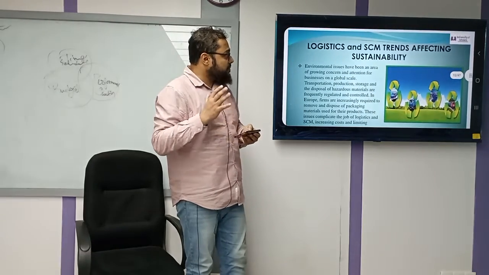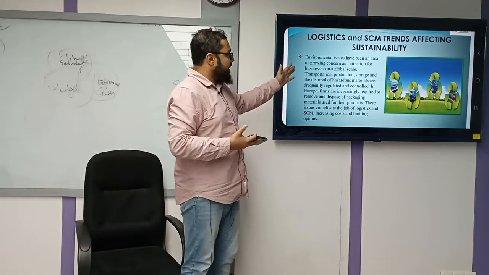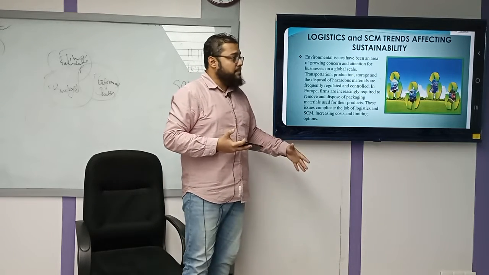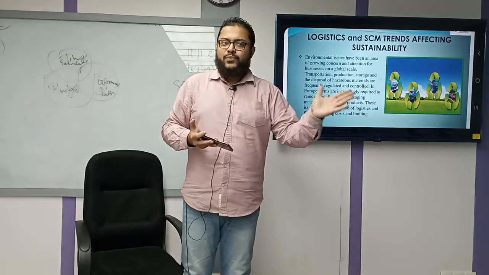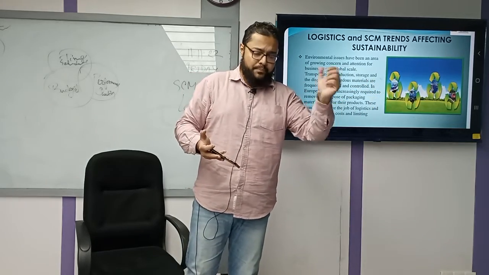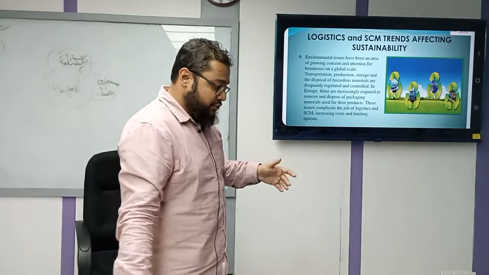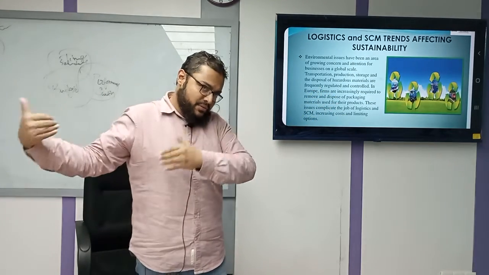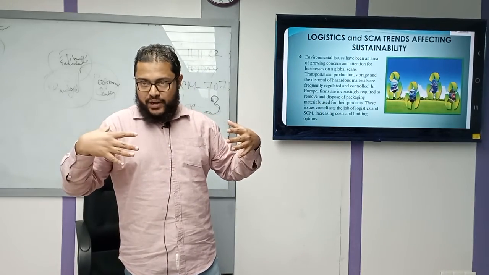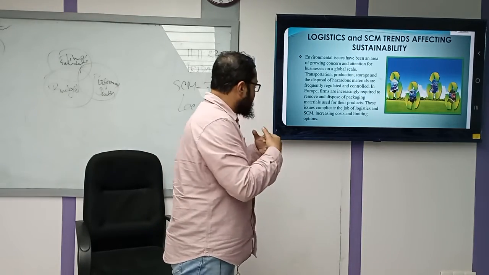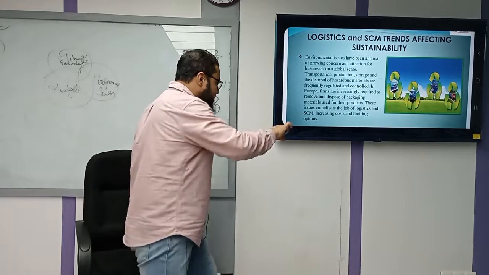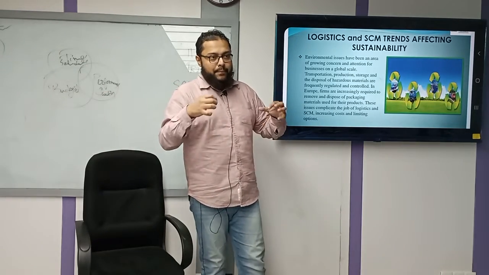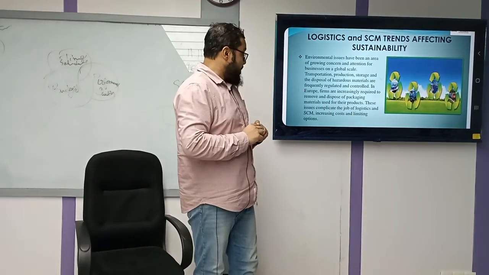So, logistics and supply chain management trends affecting sustainability. The first thing is that environmental issues have been an area of growing concern and attention for business on a global extent. Yes, definitely SCM is now a key focal point at this moment. That was not before. Supply chain is so important that it controls not only the backward points of the company, but also the forward aspects, the backward linkage and forward linkage of the organization. It has issues in sustainability as well, because sustainable aspects on the supplier side and the consumer side are also the prime concern in supply chain management.